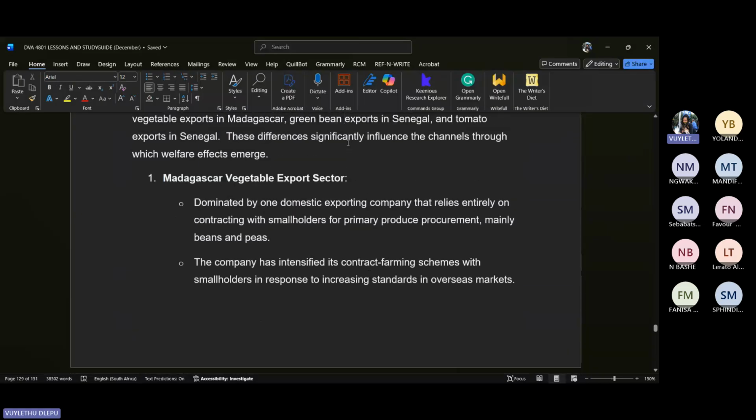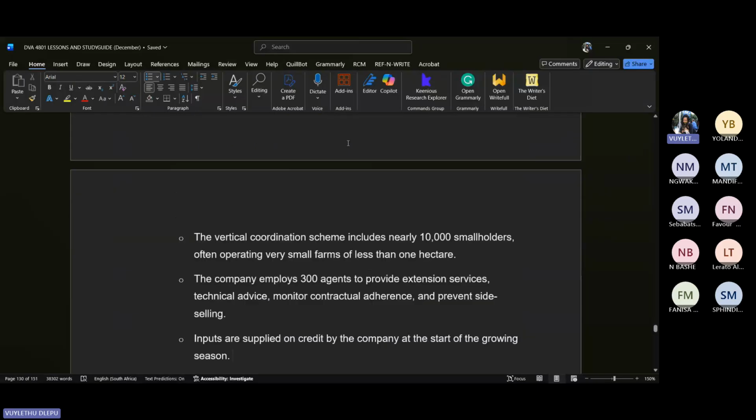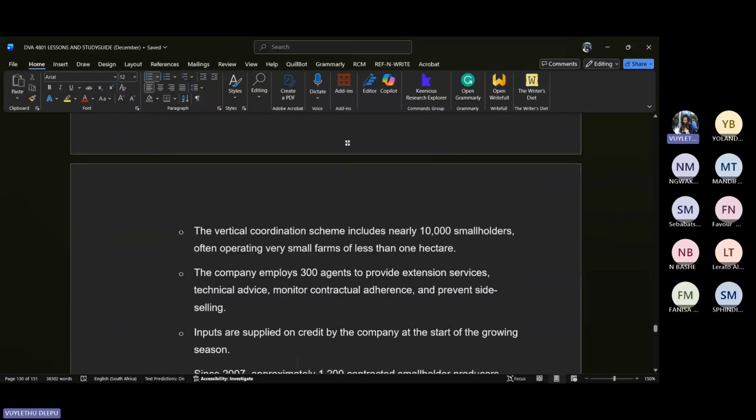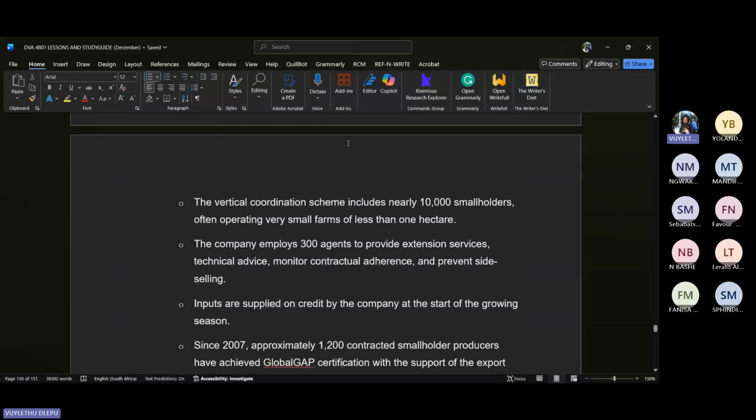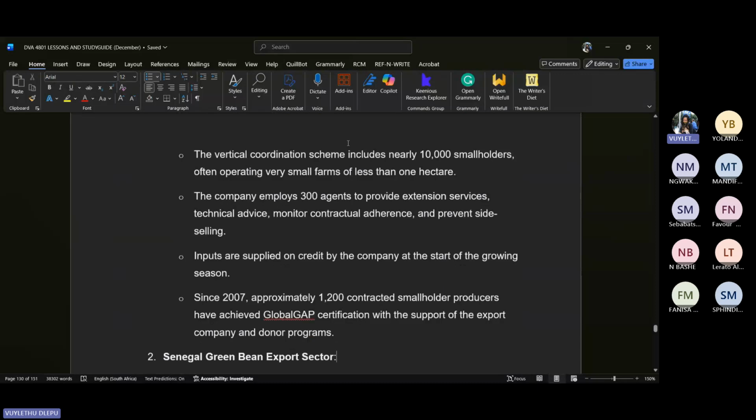The Madagascar vegetable export sector is dominated by one domestic exporting company that relies entirely on contracting with smallholders for primary produce procurement, mainly beans and peas. The company has intensified its contract farming schemes with smallholders in response to increasing standards in overseas markets. The vertical coordination scheme includes nearly 10,000 smallholders. The company employs 300 agents to provide extension services. Inputs are supplied on credit by the company at the start of the growing season.